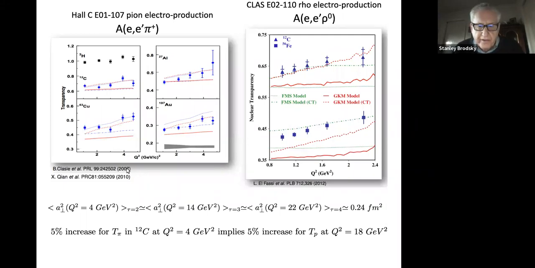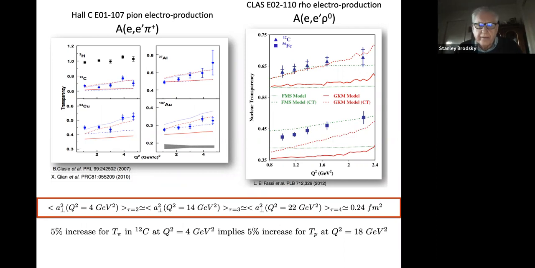Now, the measurement by CLAS of color transparency has recently been done, over the last couple of years. Here's a more recent measurement, in 2012, and what you see for the pion is color transparency as you go up in Q squared, over the range up to 4 GeV squared. It's also been seen for the rho, that you see color transparency as Q squared gets higher and higher.